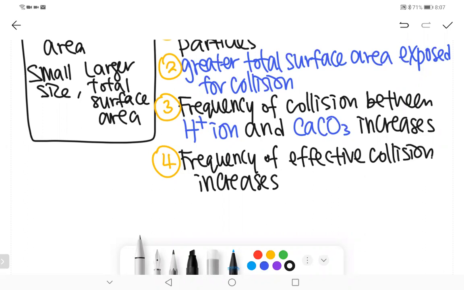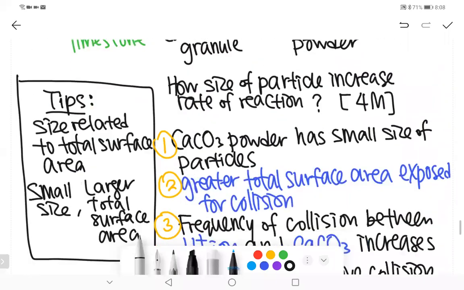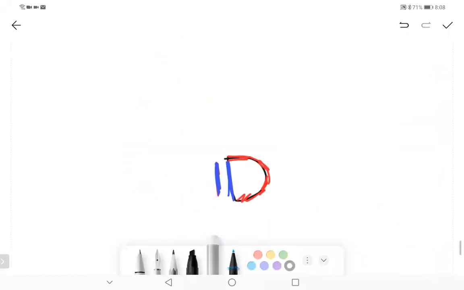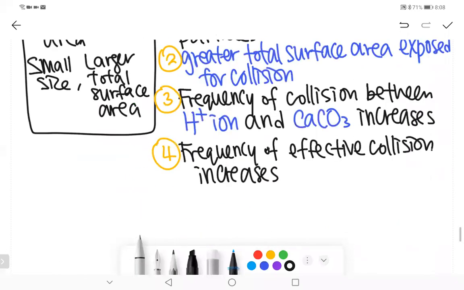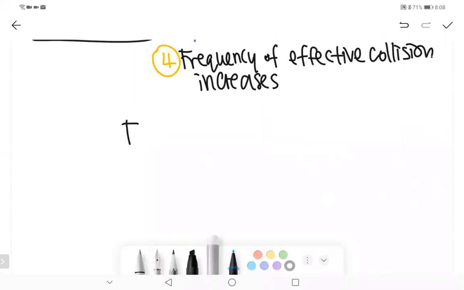Okay, so guys, I hope all is good. Let's spend the last 5 minutes to learn the last factor. The last factor is catalyst. This is factor number 5. We extend a bit, so give me 5 more minutes. Let's finish it.